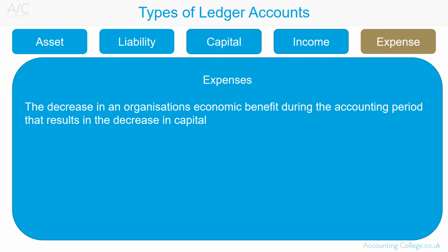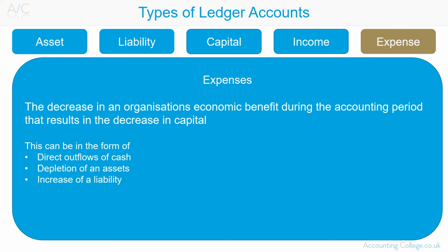Expenses are the decrease in an organization's economic benefit during the accounting period that results in the decrease in capital. This can be in the form of direct outflows of cash, depletion of an asset, or the increase of a liability. Some examples of expenses are cost of salaries and wages, cost of rent, loan interest payable, and inventory.